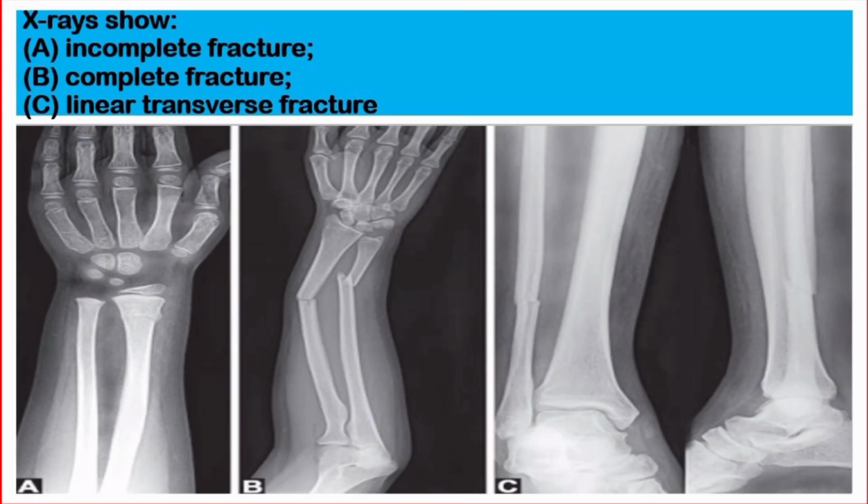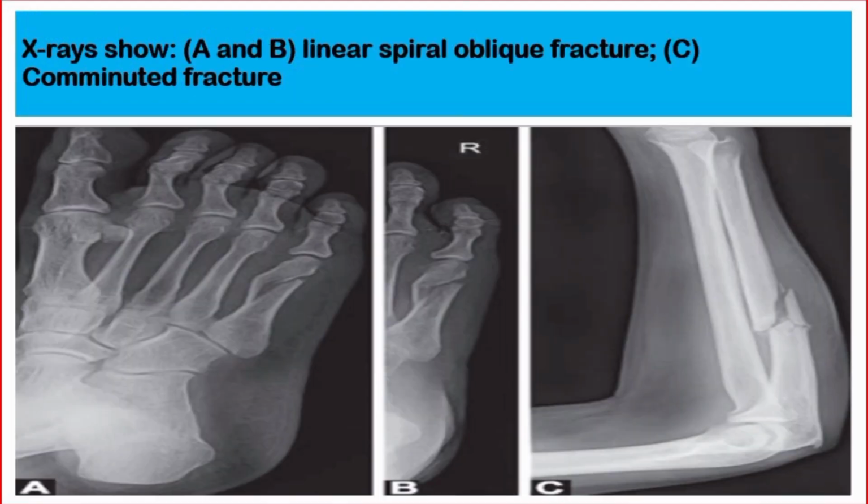This X-ray shows A. Incomplete fracture, B. Complete fracture, C. Linear transverse fracture. And this X-ray shows A and B. Linear spiral oblique fracture, C. Comminuted fracture.